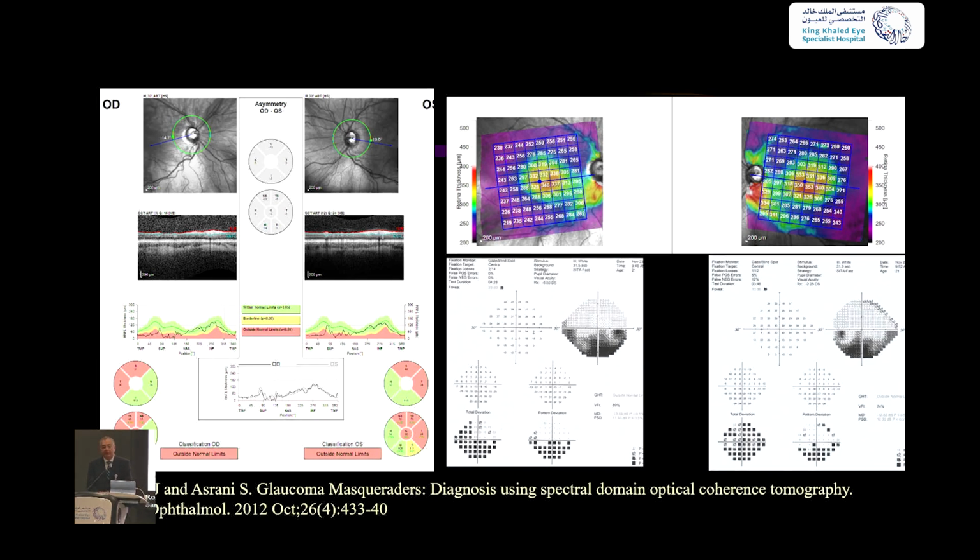You'll probably recognize this journal in which this paper has been published. This is one thing that highlights the importance of these rules for glaucoma diagnosis.